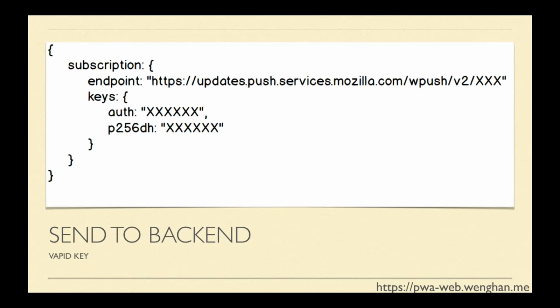This is the data we store in our database. We store a subscription, the endpoint for us to push to. For example, this is in Mozilla. So for Firefox, we send it to that endpoint using a push protocol that requires us to give them an auth key and a P256DH key for them to send to the user as authentication.